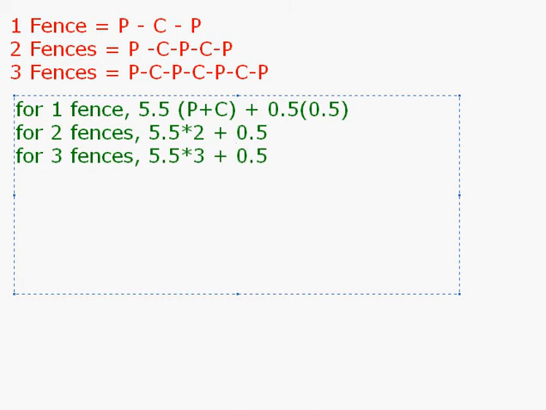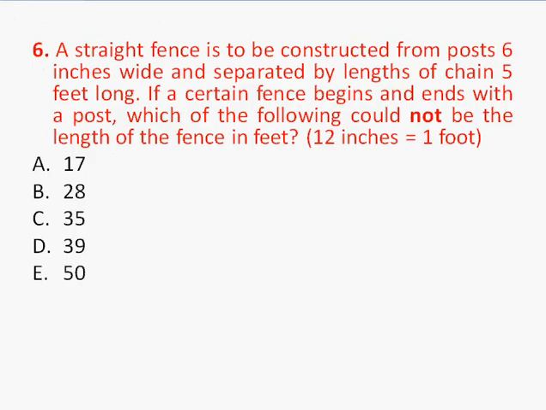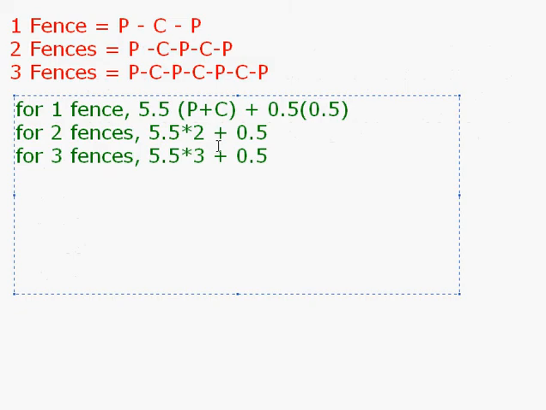You see, when there were three fences, PC, 3 times PC, and post is given to be 6 inches, that is half foot, and chain is given to be 5 feet. So P plus C will be 5.5 feet, right? And P is only 0.5. So for one fence, we can write the length as 5.5 plus 0.5. For two fences, 5.5 times 2 plus 0.5. For three fences, 5.5 times 3 plus 0.5.